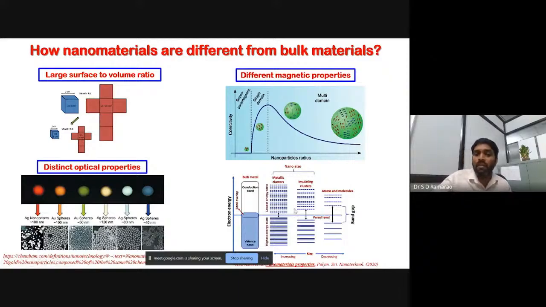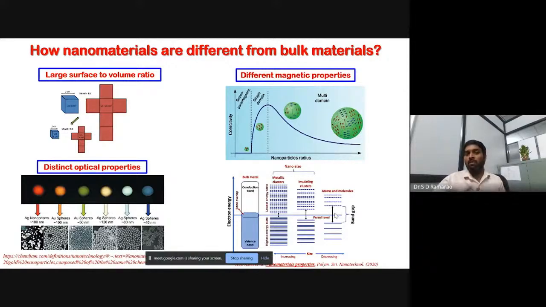So what will happen? A metal with metallic nature in bulk form will behave like an insulator when you decrease the particle size. That means you can tune the electrical properties of materials by manipulating the particle size. So this slide clearly shows how nanomaterials are different from bulk, and why we need to go for nanomaterials in spite of having a very good number of bulk materials naturally available in the universe.